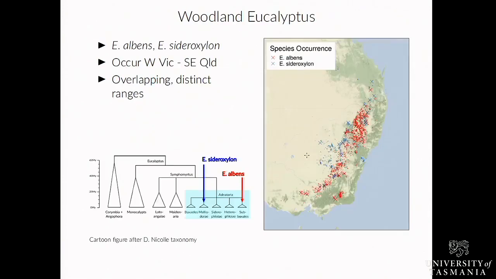The system in which we're asking these questions and studying these patterns are two species of woodland eucalypt, Eucalyptus albens, white box, and Eucalyptus sideroxylon, mugga ironbark. They occur from western and central Victoria through southeast Queensland, broadly on and northwest of the Great Dividing Range in southeast Australia. They have overlapping but distinct geographic and environmental ranges, and taxonomically they are in different series within Adnataria, within the Symphyomyrtus.